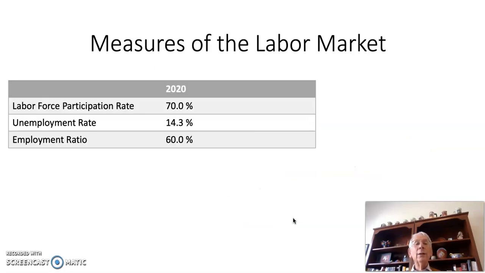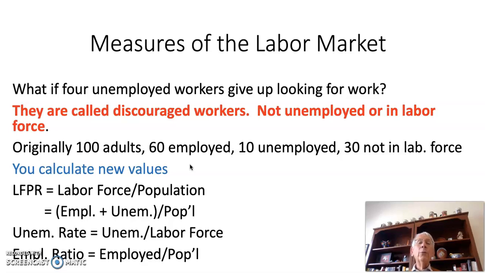So what we see here is these are the measures of the labor market, part of our dashboard. Now, what if 4 of these unemployed workers in our example give up looking for work? They say, hey, there are no jobs. We've looked and looked and looked, nobody's hiring. So they give up. Once they've given up looking, they are no longer unemployed. They're called discouraged workers. They want a job, but they've given up looking because they don't believe there are any jobs out there to be found.